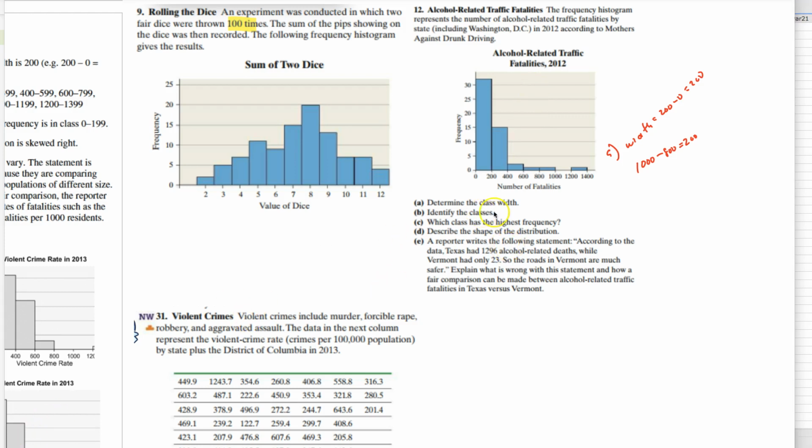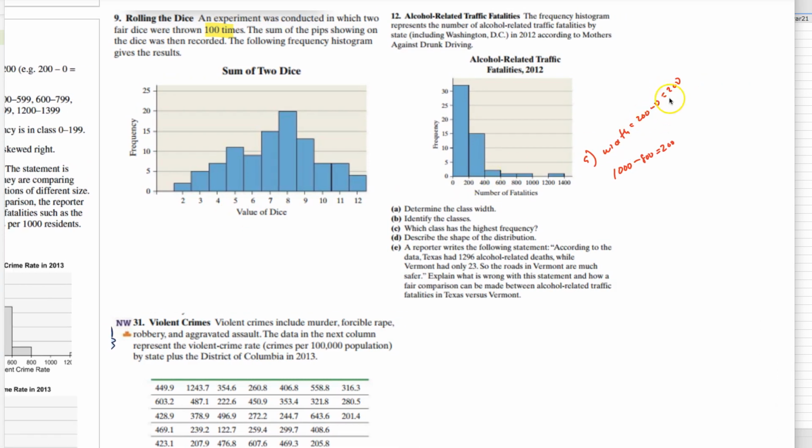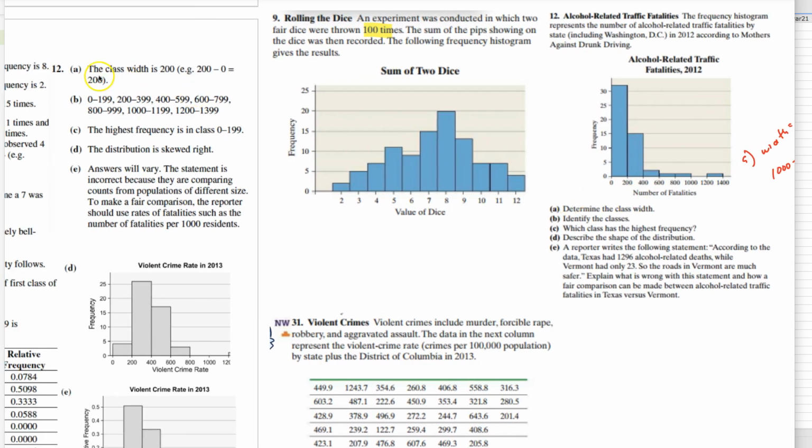Okay, so with histograms, we talk about classes, which is really what we call the bins, or the different intervals we make for the bars of the histogram. And so you can see from 0 to 200, 200 to 400. So what's the class width? We give you a formula, which is you just subtract the lower class limits from each other. And so 200 minus 0 is 200, or we could have done 1,000 minus 800. So there's your class width. That's our answer for A.